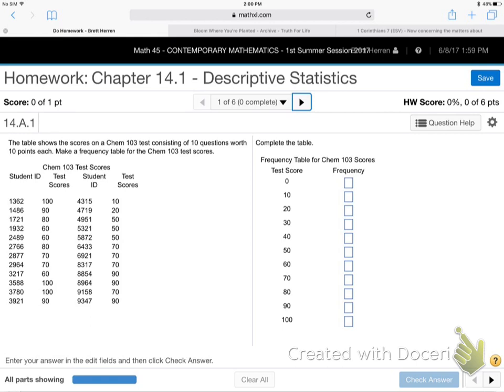If this was your test scores, and you said, hey, how'd the class do as a whole? And I said, oh, you want to know how the class did as a whole? Here we go: 100, 90, 80, 60, 60, 80, 70, 70, 60, 100, 100, 90, 10, 20, 50, 50, 50, 70, 70, 70, 90, 90, 70, 90.